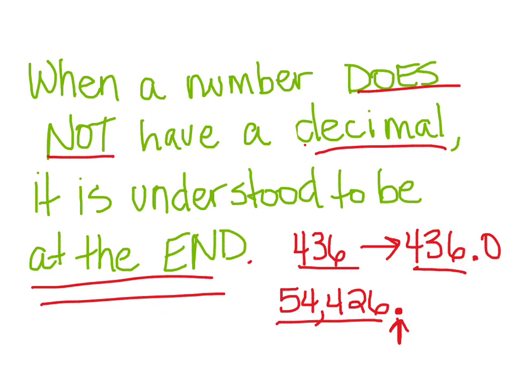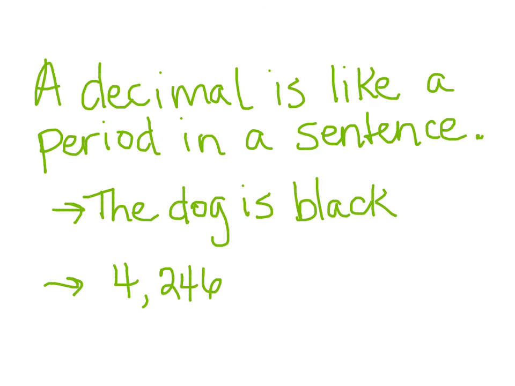Okay, so a decimal is like a period in a sentence. The dog is black, period. 4,246, period. Okay, this is a number sentence, basically. So that's where your decimal would go.